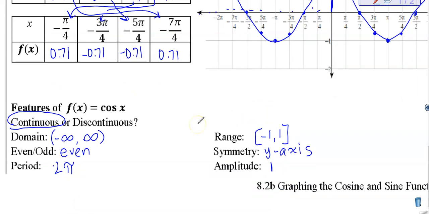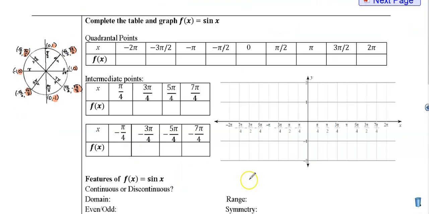Before we move on to the sine function, I would like to clarify anything. So if you have questions, please ask them. Okay, then on to the sine function. So here we go.